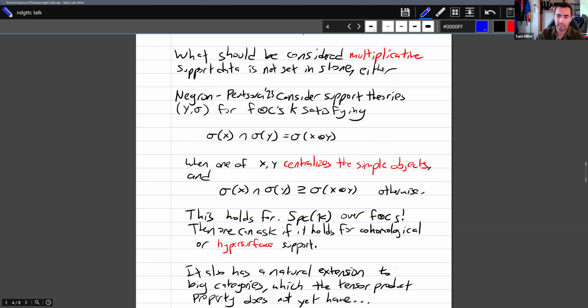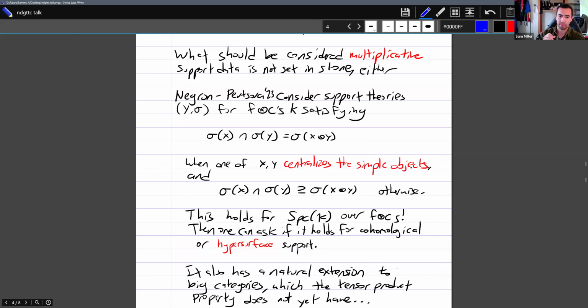And actually, over finite tensor categories, although I don't believe it should hold in general, this holds for spec of K. And so then one can ask if it holds for cohomological support, or something they define, which they call hypersurface support, which I don't want to get too into. And in some cases, they show that actually, yes, it holds for these, and moreover, cohomological, hypersurface, and the Balmer spectrum all coincide, and moreover, they actually have the tensor product property, not just for this condition, but for all objects. So the tensor product property holds in general.